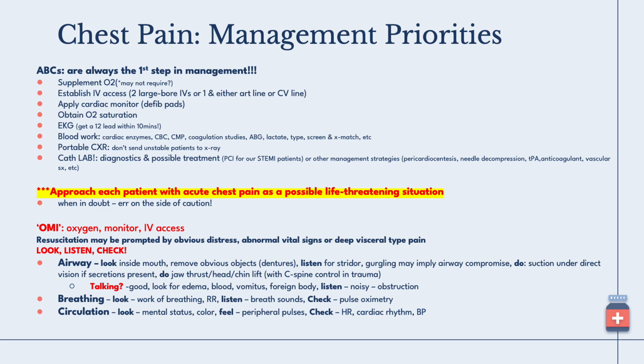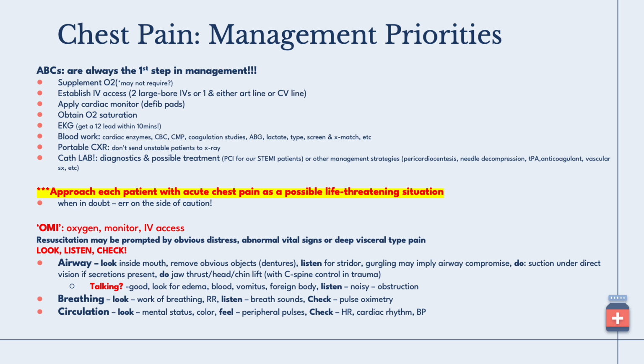So what are we looking for? Airway. Look inside the mouth. Remove any obvious objects such as dentures. Listen. So we're listening for stridor, any gurgling that may imply that there could be airway compromise. Do suction under direct vision if you see that secretions are present. Do a jaw thrust, head tilt, chin lift with C-spine precautions.